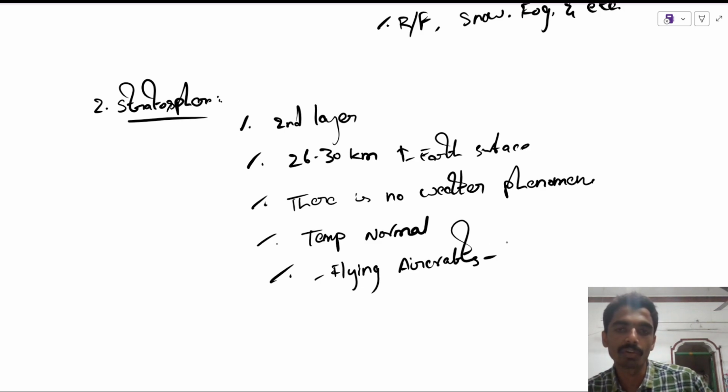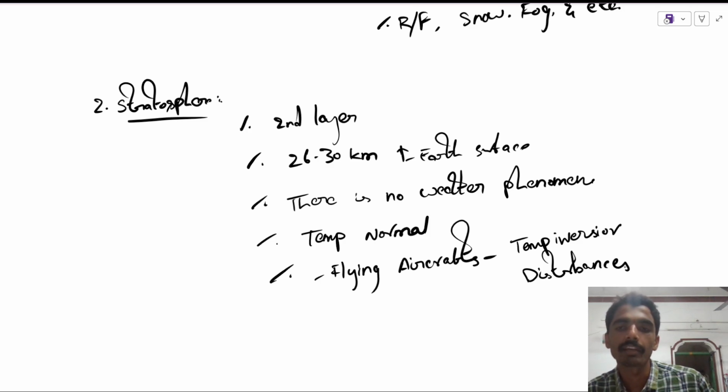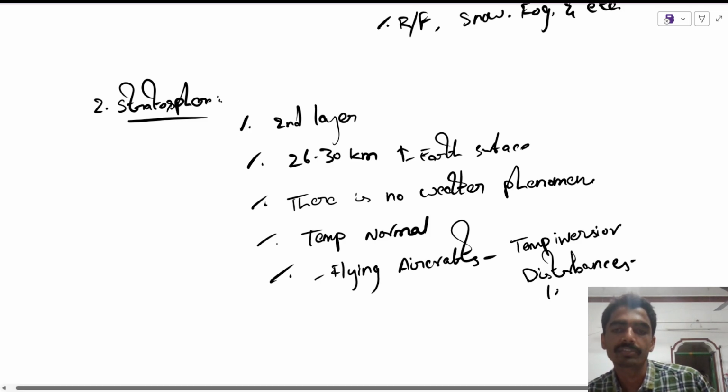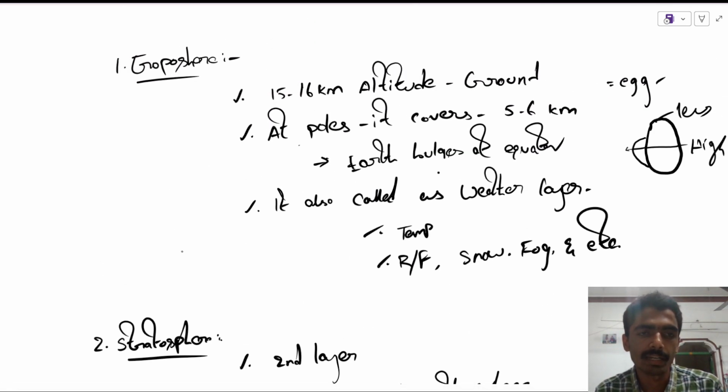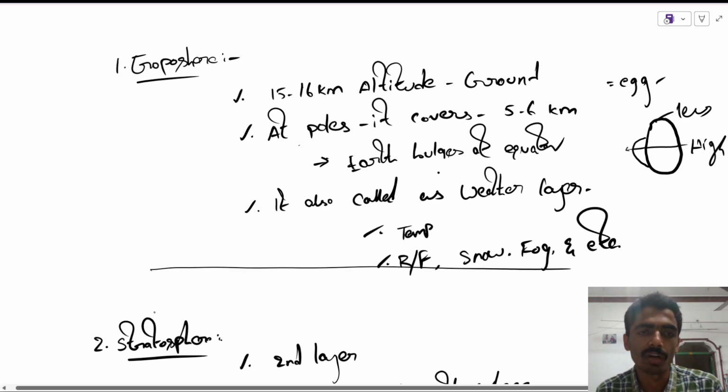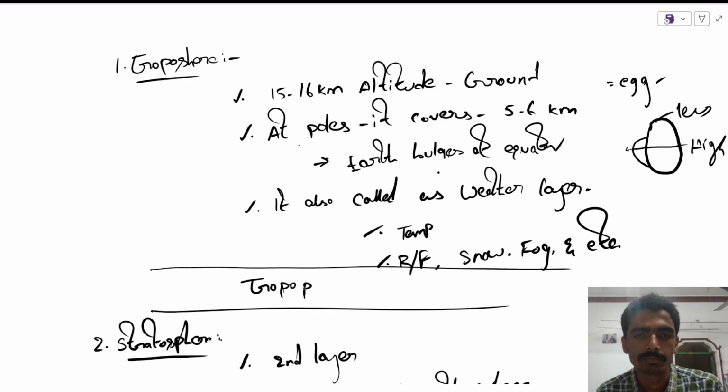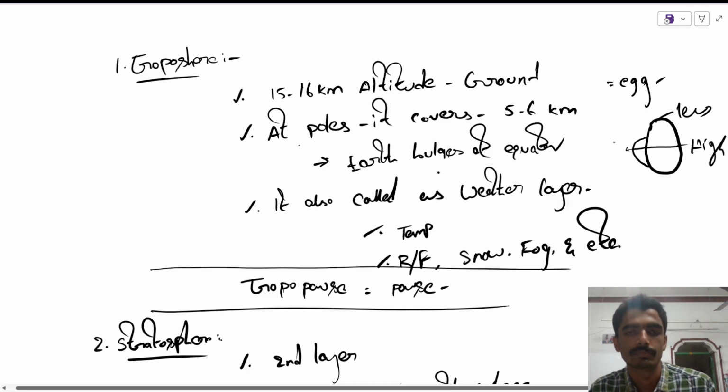Why? Because there is no temperature inversion and no disturbances, and even clouds are less. This was the stratosphere. So between the troposphere and stratosphere there was a small intermediary layer called the tropopause, which means pause.